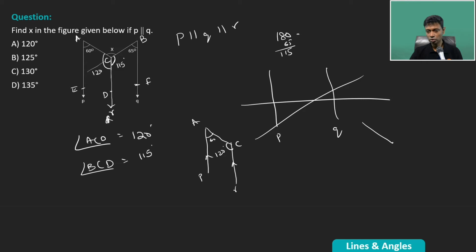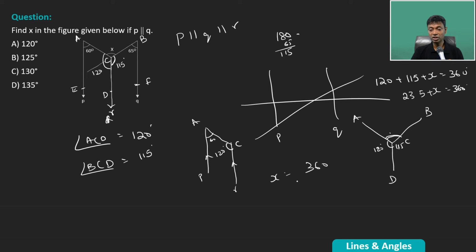Think about it. Around point C, this is A, B, D. This is point C. This is 120. This is 115. What is this? Around a point, the total angle should be 360 degrees. So 120 plus 115 plus X equals 360 degrees. This 235 plus X equals 360 degrees. Or X equals 360 minus 235, which is 125 degrees. This is the answer we are looking for.